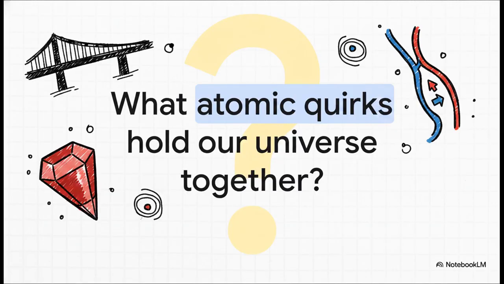To wrap up our explainer today, I want to leave you with this final thought. It is so easy to take our macroscopic reality for granted. But the strength of a steel bridge, the color of a ruby, and the oxygen coursing through your pulse right now are all dictated by the microscopic, rule-breaking quirks of incomplete d-orbitals. So the next time you look at the world around you, ask yourself, what other invisible atomic secrets are quietly holding our universe together?